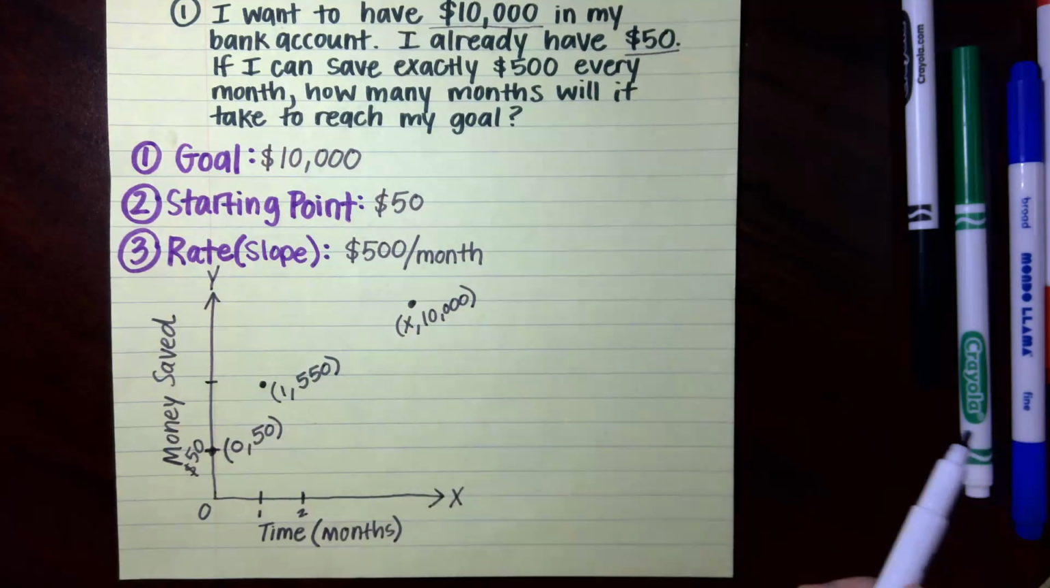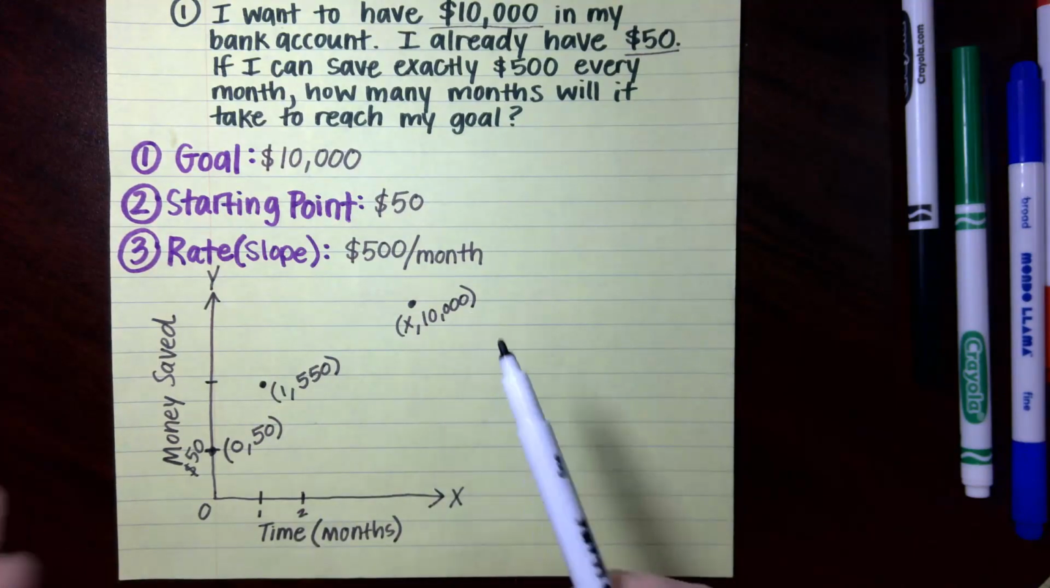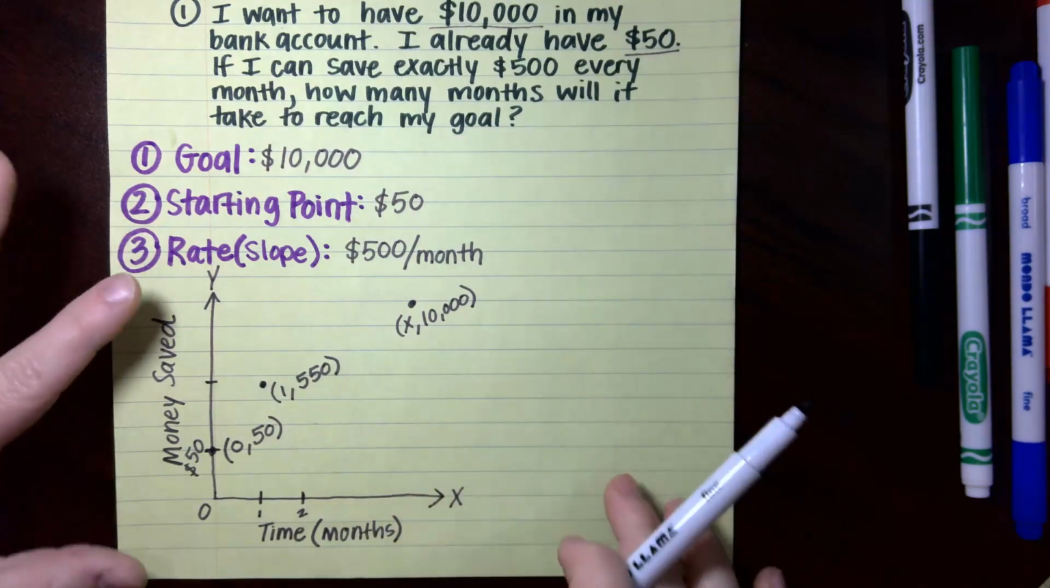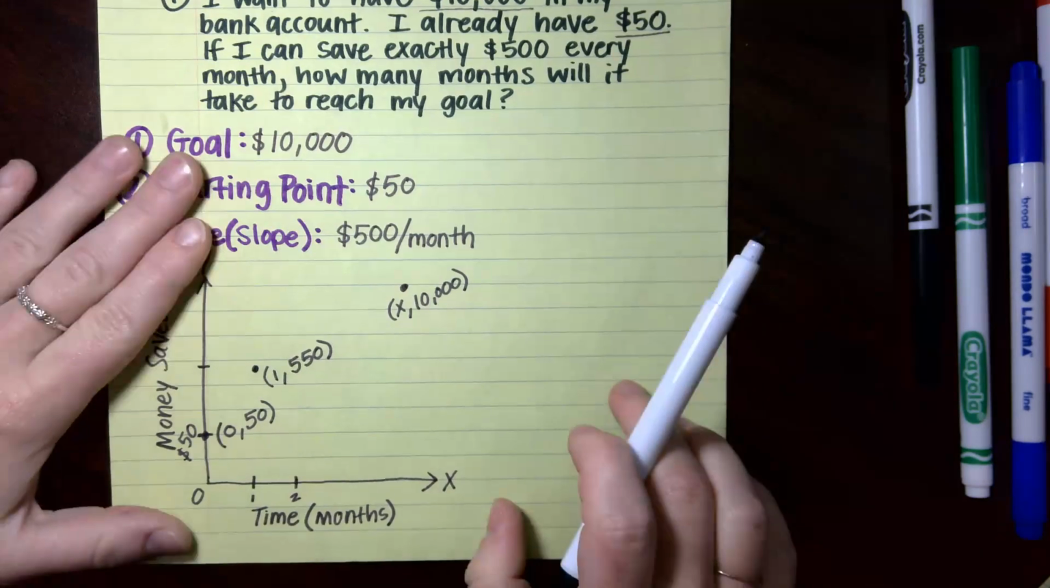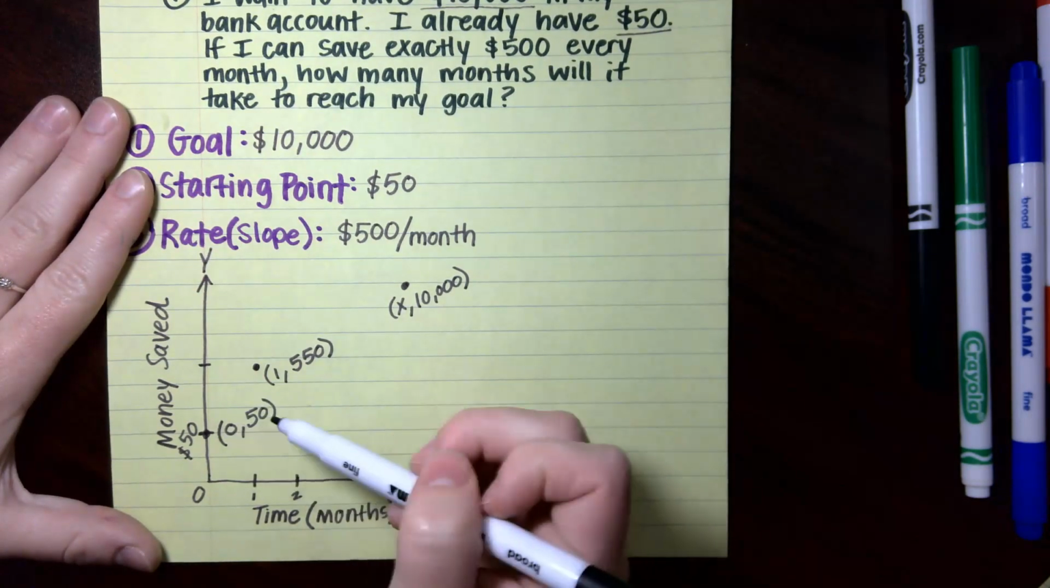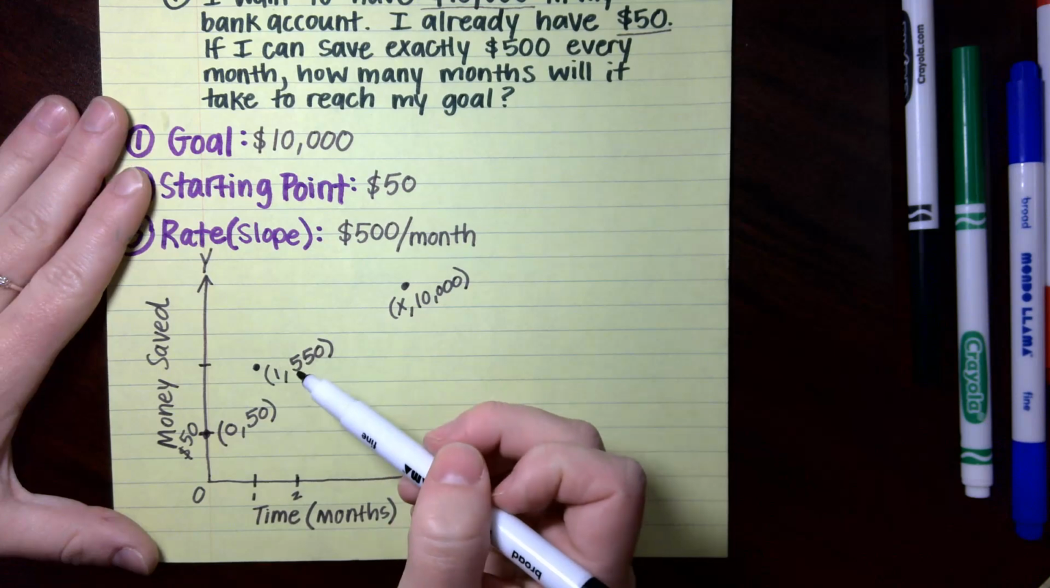And when you solve these problems, you're not going to have to necessarily draw this out, but I want to show you visually first, just so that it makes sense. I think it is a little more confusing if we try to just put the numbers in without giving them a meaning. Okay, so we know after 1 month, we'll have $550.